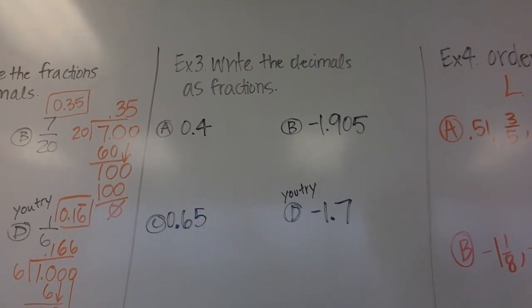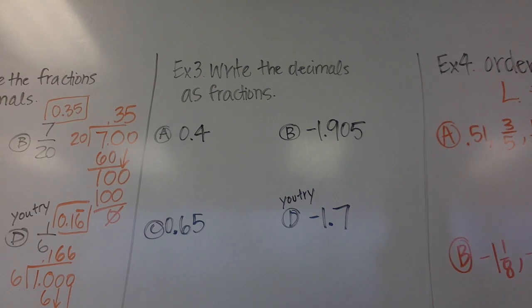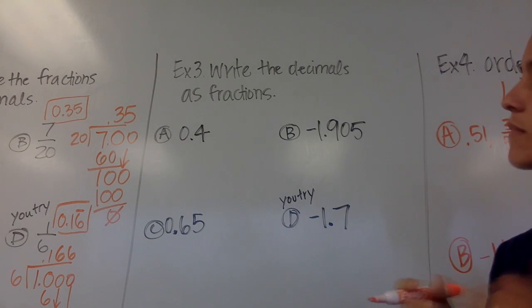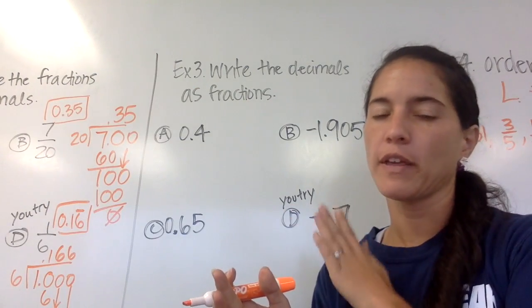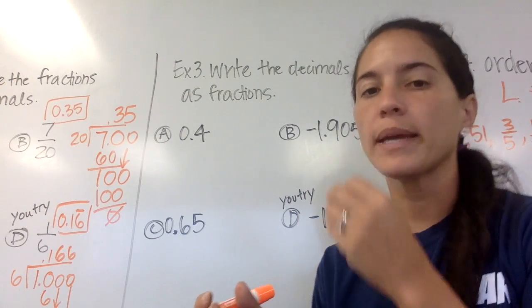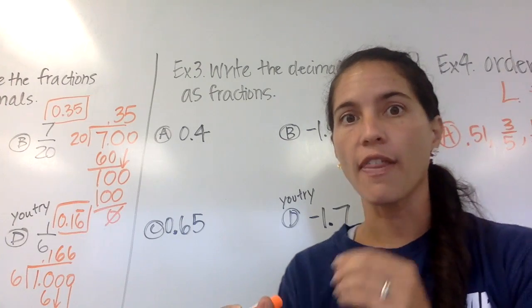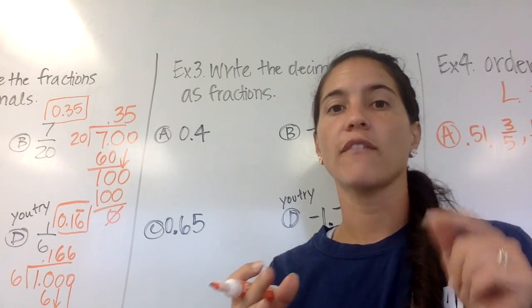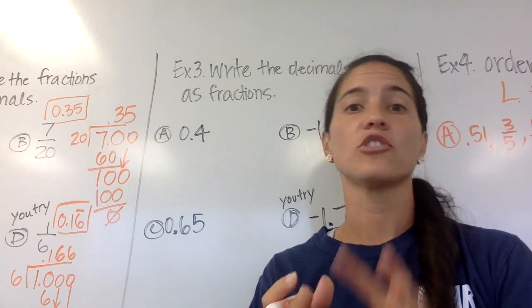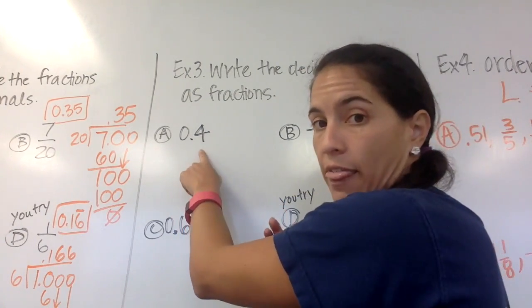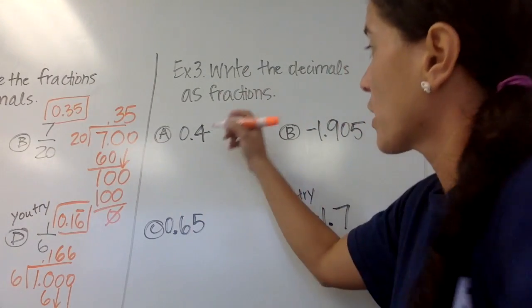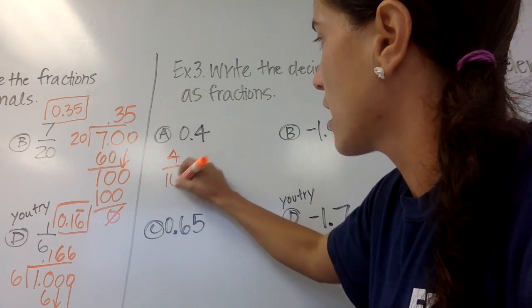All right, example 3, copy. Write the decimals as fractions. So now we're going to go backwards, and for most people, they say this is easier. However many digits your decimal number goes out, that's how many zeros you're going to have on a multiple of 10. So 10, 100, 1,000, 10,000. So for this one, this is 4 tenths. 4 tenths. So we're going to do 4 over 10.